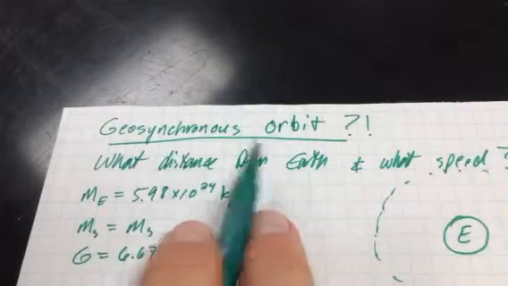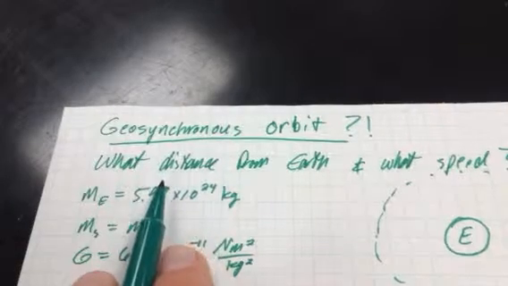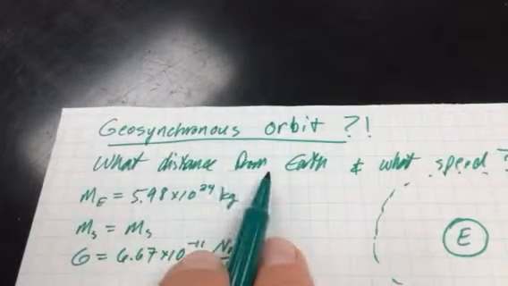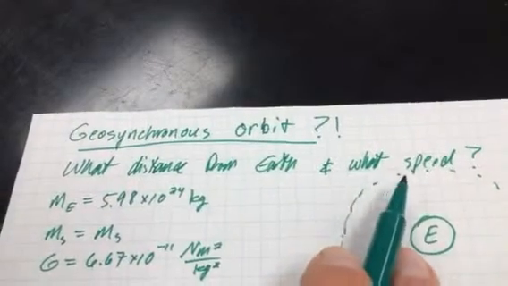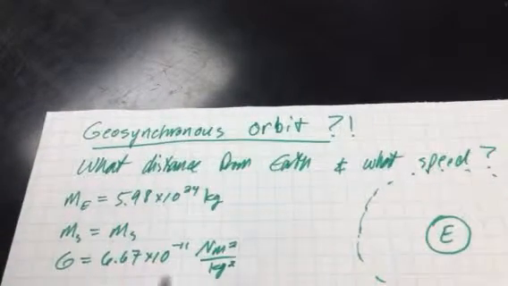Sometimes this is desired for certain types of communication satellites and whatnot. So we're going to try to figure out how far away does it have to be from Earth, and what speed would it be traveling once it gets there in order to stay in that orbit.